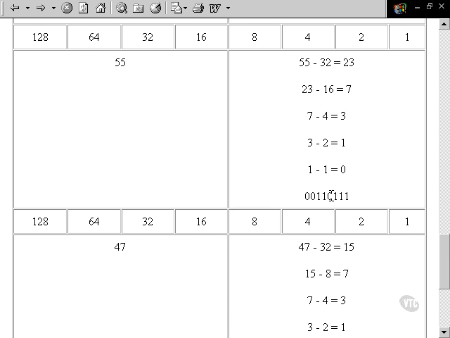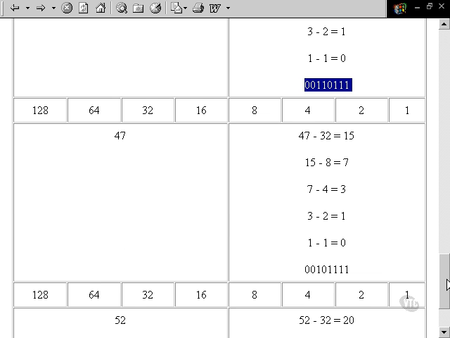With 7, we can't subtract 8, so we skip over that. That's where this 0 comes in there, because that's the 8 value, but we didn't use it, so it's a 0. We can subtract 4. That gives us 3 left over. We can subtract 2 from our 3. That gives us 1. And we can subtract 1 from that. There's our binary conversion from the numbers that we actually subtracted.